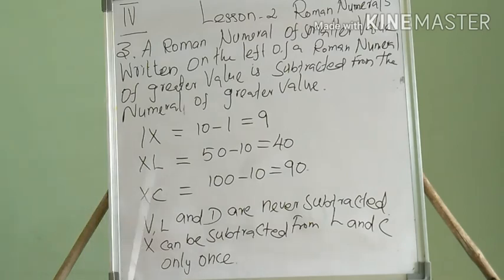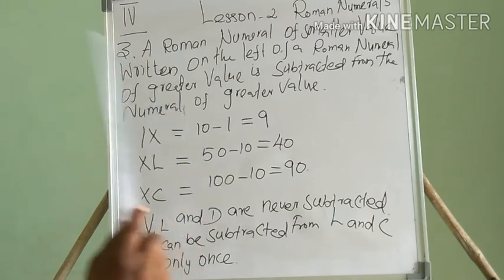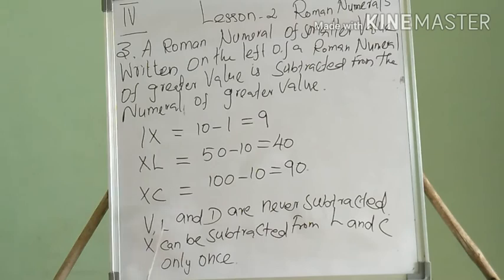Next, XL. L means 50, X means 10. We know. So 50 is the greater number. On the left side, is there any other Roman numeral? If it is a smaller number, we have to subtract. So 50 minus 10, 40. Then X means 10, C means 100. You know very well because we already told you the table. So 100 is the bigger value. On the left side another Roman numeral is there, that is 10. It's a smaller value, so we are going to subtract. So 100 minus 10, 90.